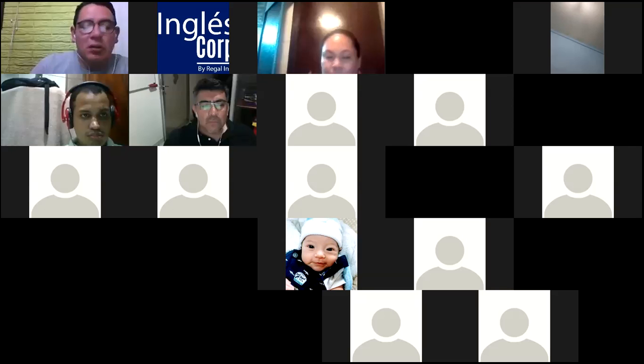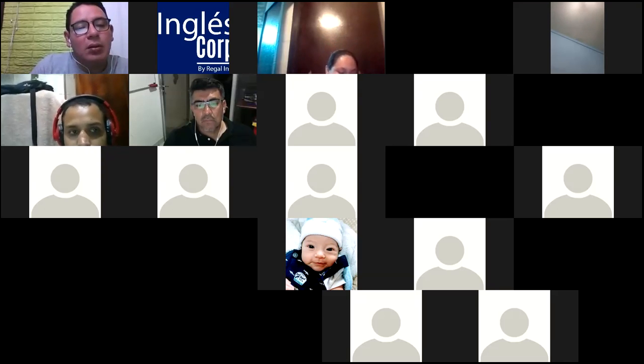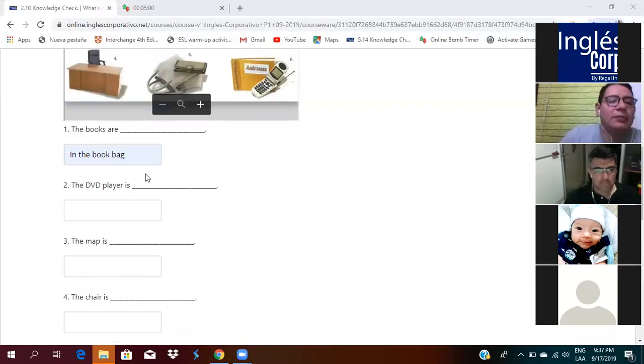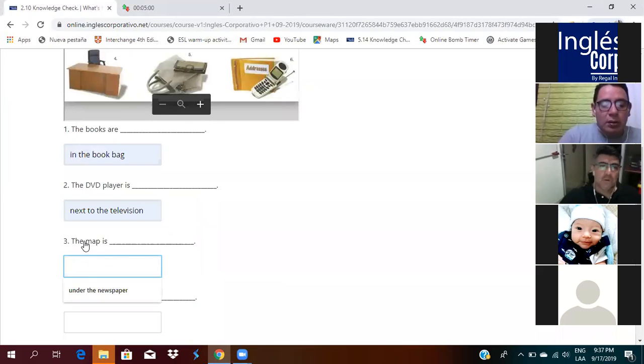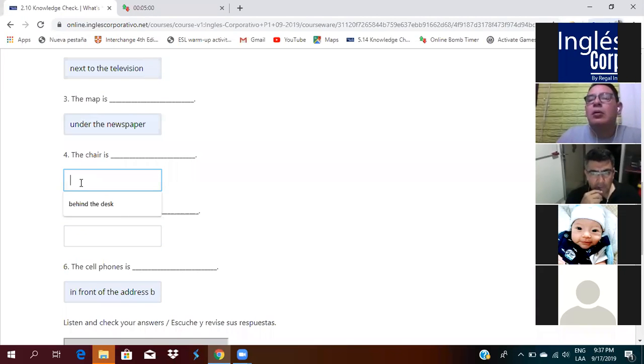Okay, guys, we're going to go ahead and stop right here with this activity because the time is moving and I need us to move forward. So we're going to check the first one. The first one is the books are in the book bag. The second one is the DVD player is next to the television. Number three, the map is under the newspaper. Number four, the chair is behind the desk.